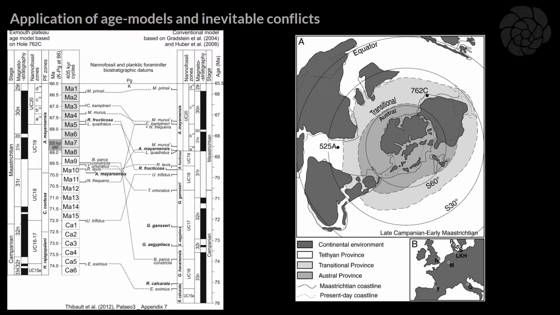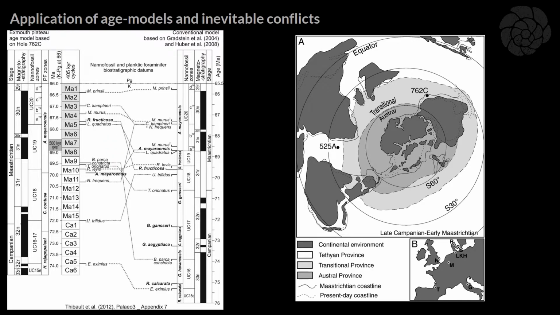when you compare the results obtained on this ODP site to this conventional age model that I presented before, this is what you obtain. This is the picture you obtain. The correlation lines are all crossing each other.